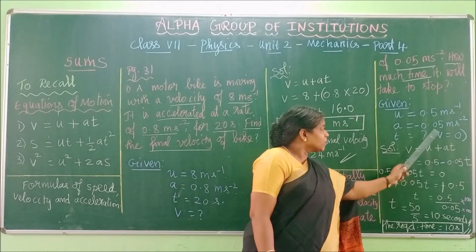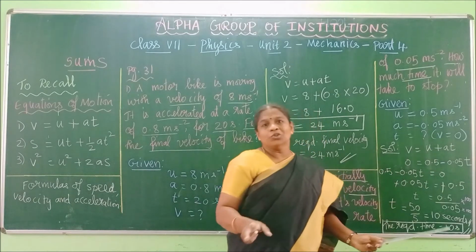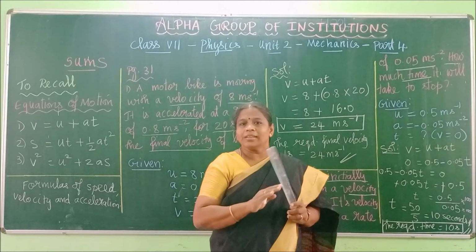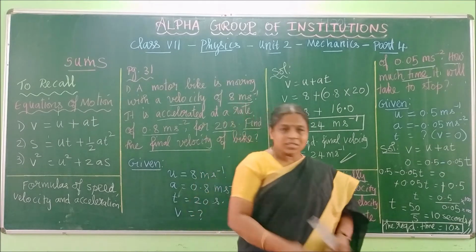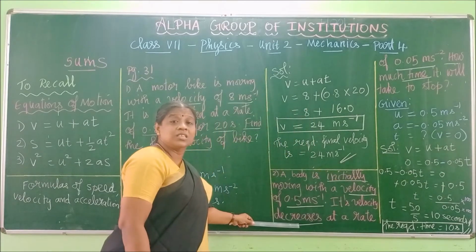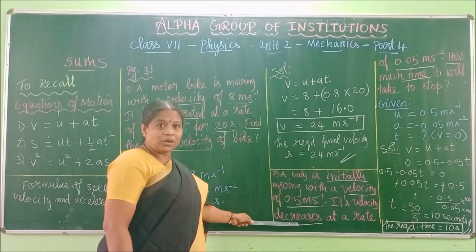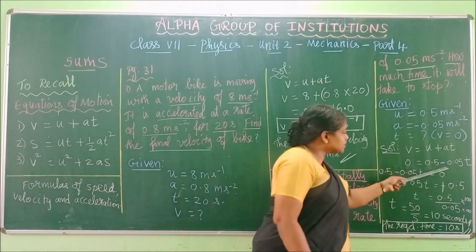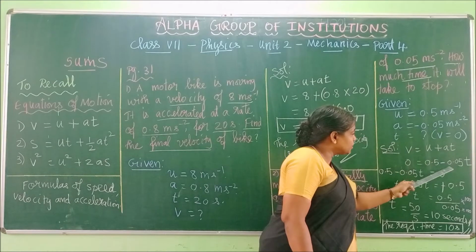What is A? 0.05. As you do usually, if you put plus over there, that's all. But what is the question? It is decreases. Decreases means only a minus sign should come. So it is minus A. A value 0.05.